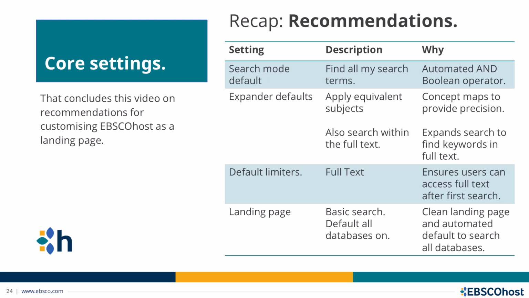To recap, these are the core setting recommendations. We reviewed how to set the search mode default with the recommendation of find all my search terms. This will place the automated and Boolean operator between your terms. We looked at default expanders such as apply equivalent subjects and search within the full text of the articles. We also looked at how to default on limiters such as full text and how to set the default landing page to basic, which provides a more clean landing page with the automated default to search across all databases.